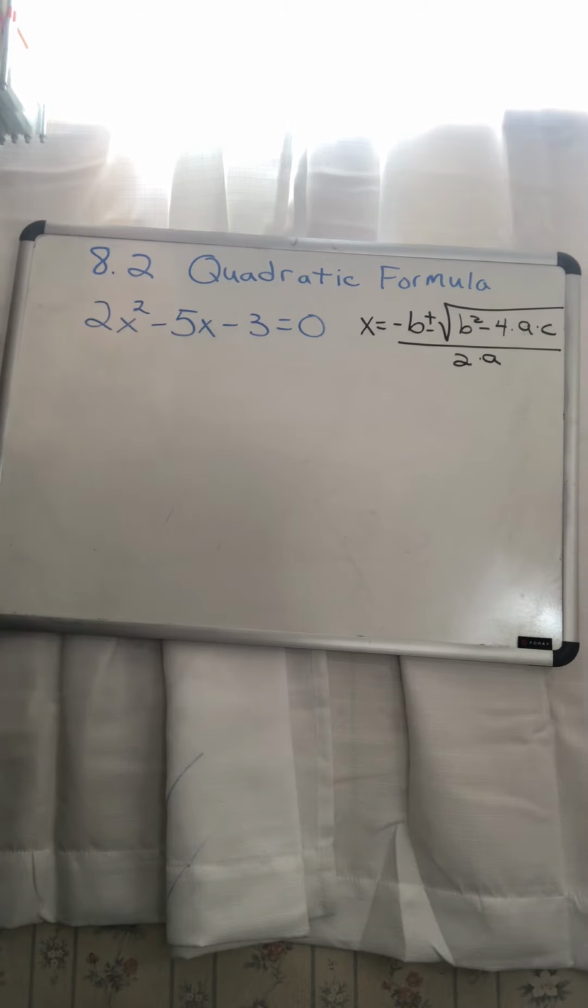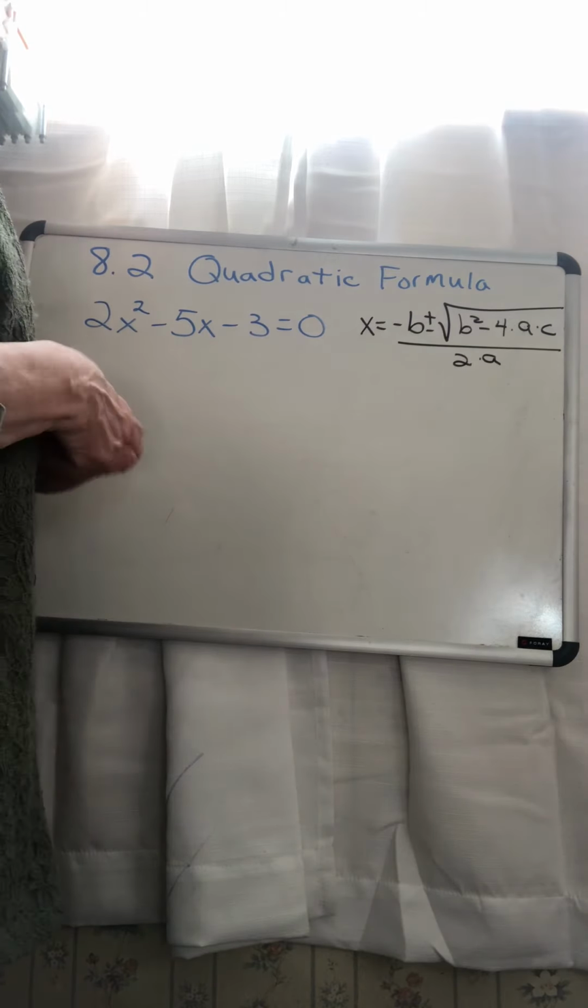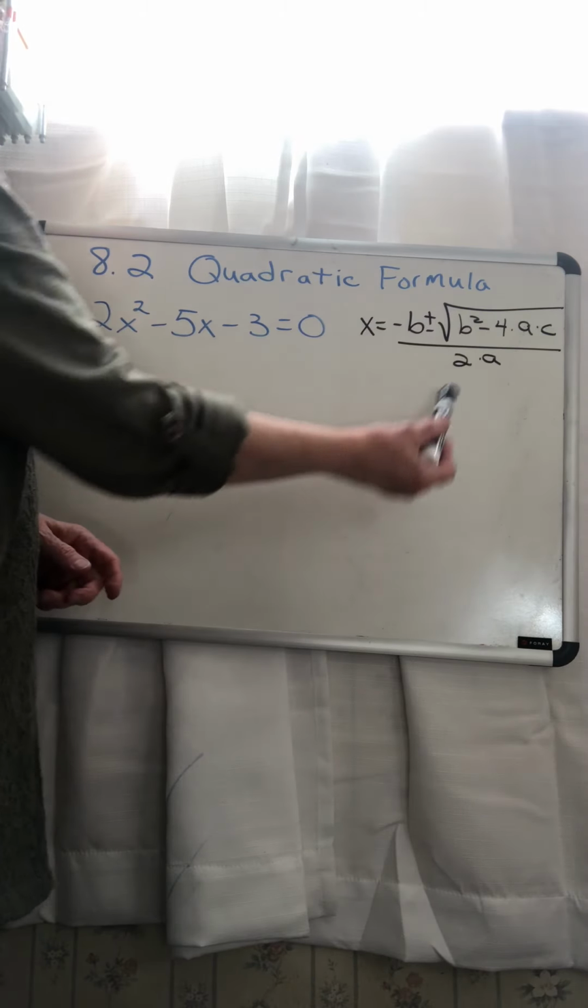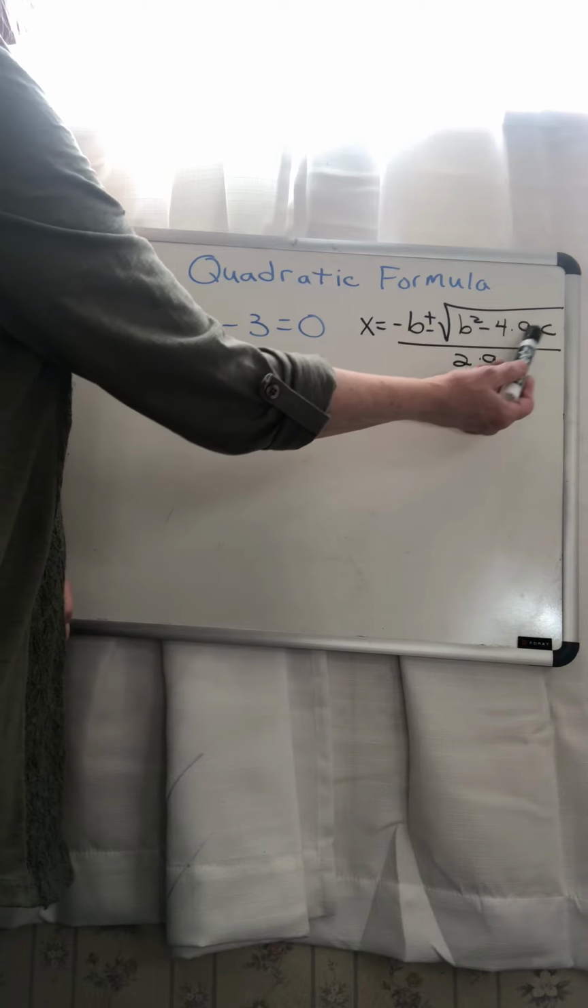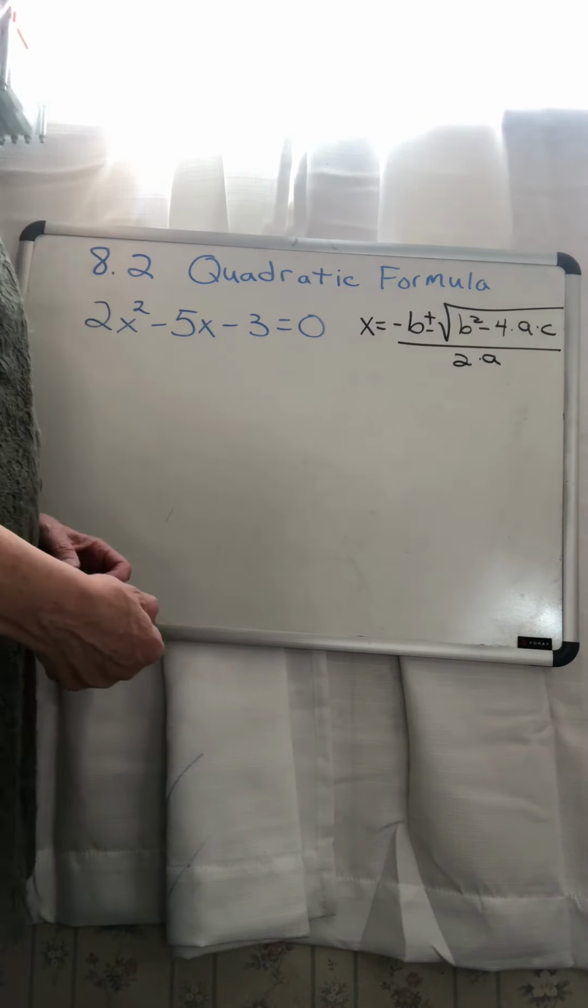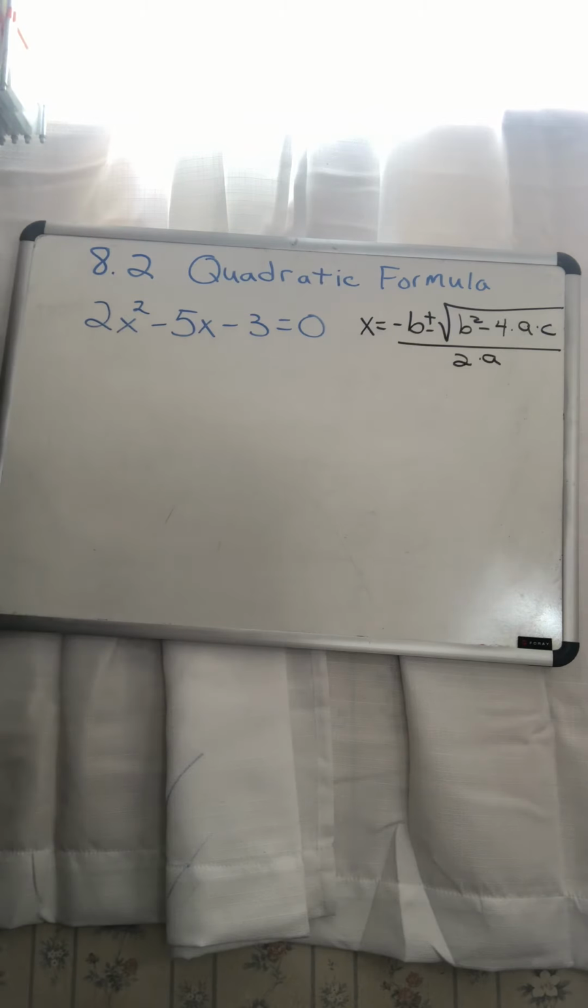So the quadratic formula is x equals negative b plus or minus the square root of b squared minus 4 times a times c, divided by 2 times a. And you can see that printed at the top of your handout. Okay. All right. So the first quadratic equation that we're going to solve is 2x squared minus 5x minus 3.